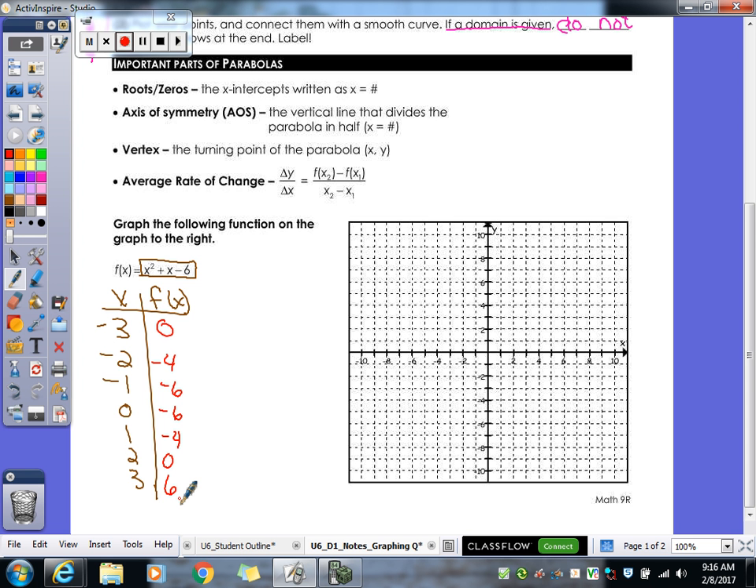So once you have those 7 points, go ahead and graph those on your graph over to the right there. But do not connect them just yet. Just plot your 7 points for right now.